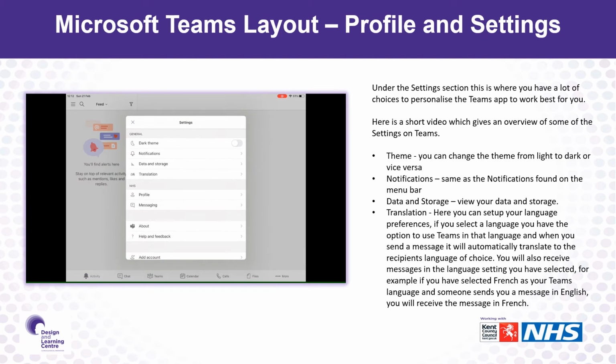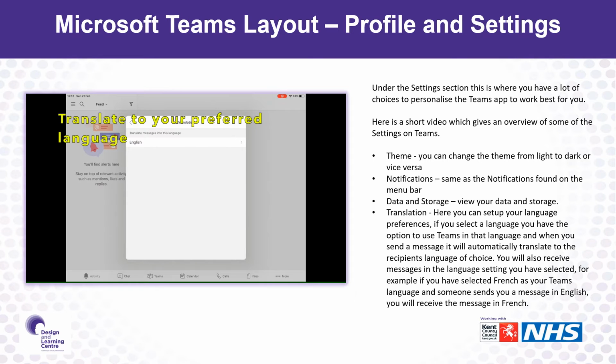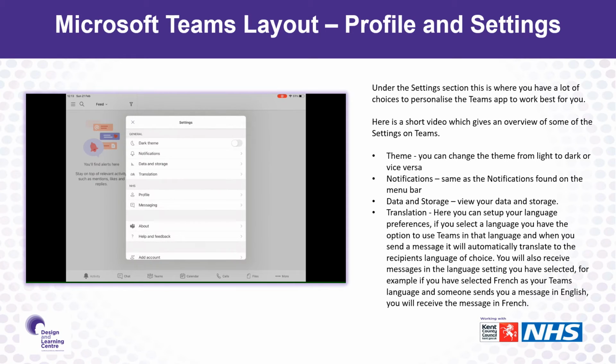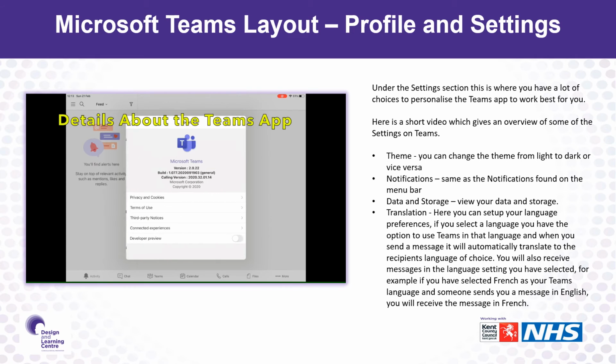Tap Settings to open the Settings menu. This is where you can personalize the MS Teams app to work best for you. The short video gives an overview of some of the settings on Teams. Theme is where you can change the background theme from light to dark or vice versa. Notifications is the same as the notifications found on the menu bar in the previous slide.